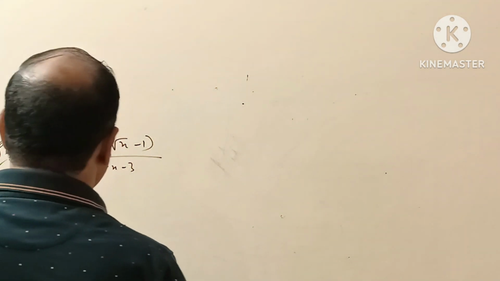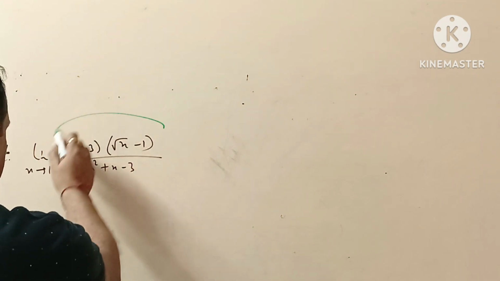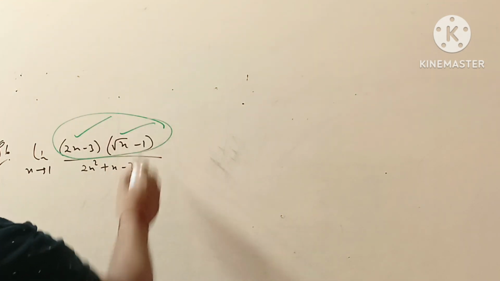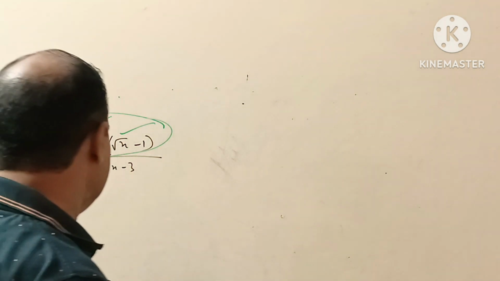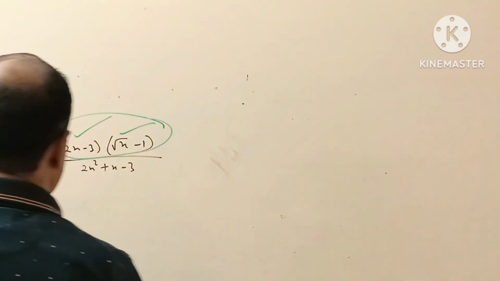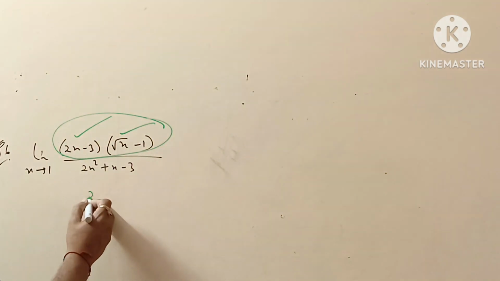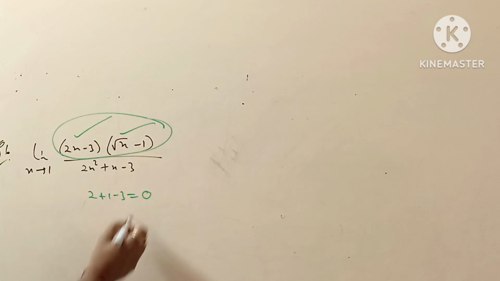Now here, this is the numerator part, and in this numerator part you are having two functions. One is 2x minus 3, another one is under root x minus 1. And if we apply 1 as the limit here in the denominator part, I will be having 2 plus 1 minus 3, which is equal to 0.